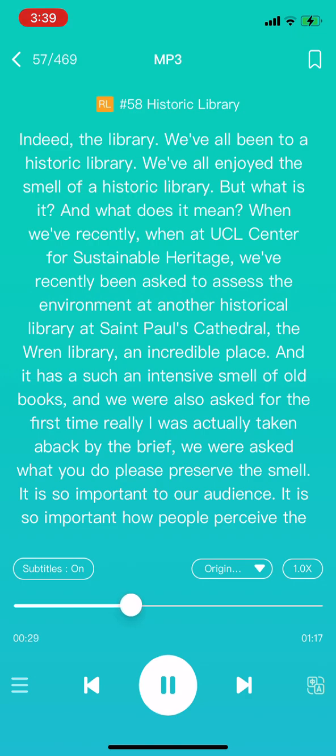And we were also asked, for the first time really, I was actually quite taken aback by the brief, we were asked, whatever you do, please preserve the smell. It's so important to our audience. It's so important how people perceive the library. So that was quite an important message in our research.